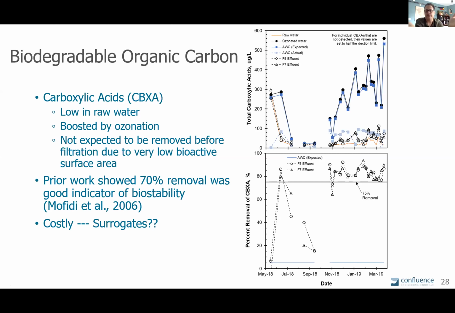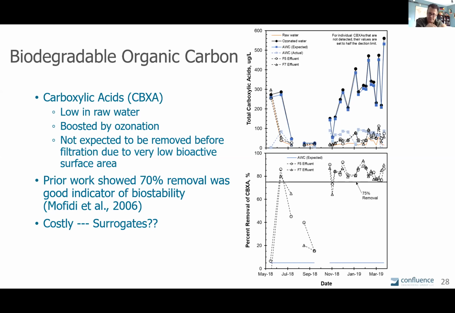And we wanted to see, of course, the efficiency of removal. The calculations based on that top graph show at the very bottom graph the horizontal line, which is a roughly 75% removal. We're able to achieve that through the study, except for a few data points on the left there. From November 2018 and after is a nice, stable above 75% removal of the produced biodegradable organic carbon as measured by carboxylic acids.